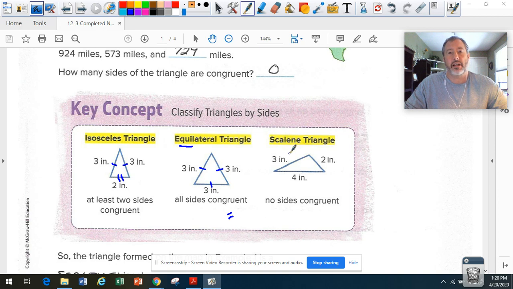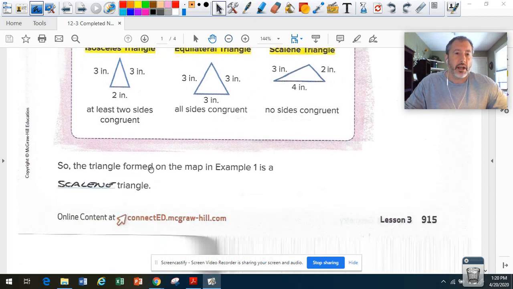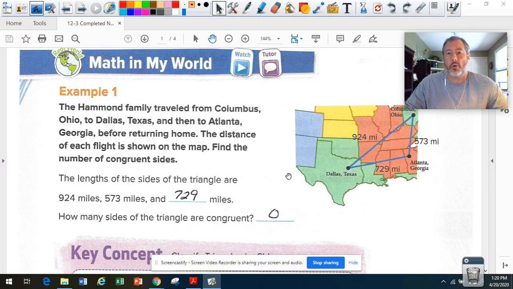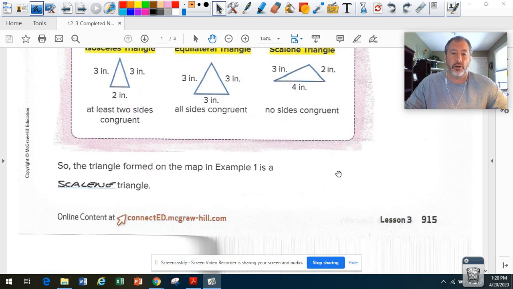Now, finally, we have the scalene. The scalene triangle is basically what we did up top here. As you see, none of the sides are exactly the same length. This side is 2 inches, this side is 3 inches, and this side is 4 inches. None of the sides are congruent. Very good. So let's continue on down here. It says the triangle formed on the map in example 1 is, yes, you are right, a scalene triangle, because all sides are different. Very good.